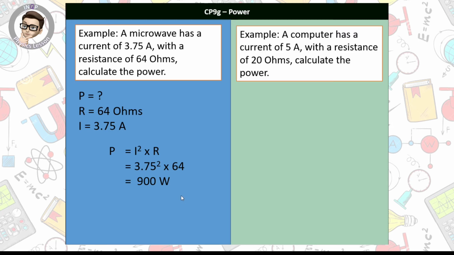A computer has a current of 5 amps with a resistance of 20 ohms. Can you calculate the energy loss, the power loss from that computer? Pause the PowerPoint here, work your way through in the same way, and then come back and resume the PowerPoint once you've had a go.